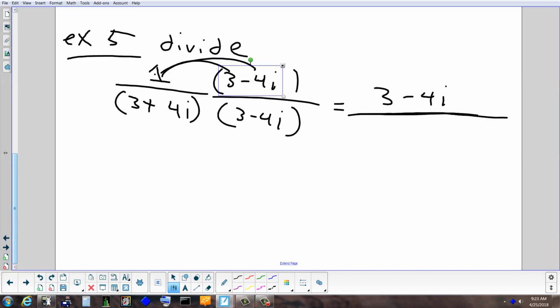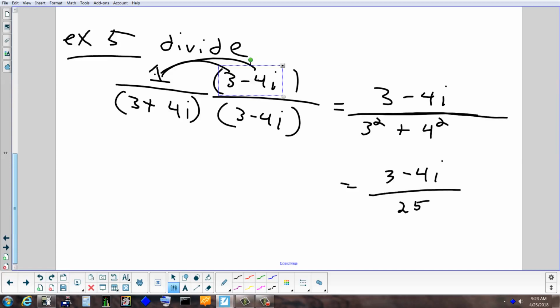Oh, paste. You square the 3, square the 4, and you add them together. That's it. Okay, so we're going to end up with 3 minus 4i over, Sean, what's 3 squared plus 4 squared?